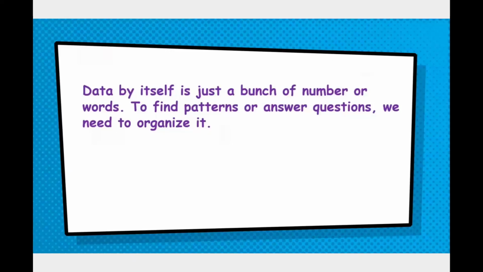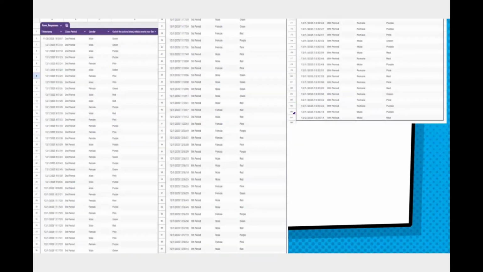Data by itself is just a bunch of numbers or words. To find patterns or answer questions, we need to organize it. So actually, I have it on here. This is what a screenshot looks like of what I see. I see a timestamp on the left column, followed by the class period, the gender selection, and then the favorite colors.